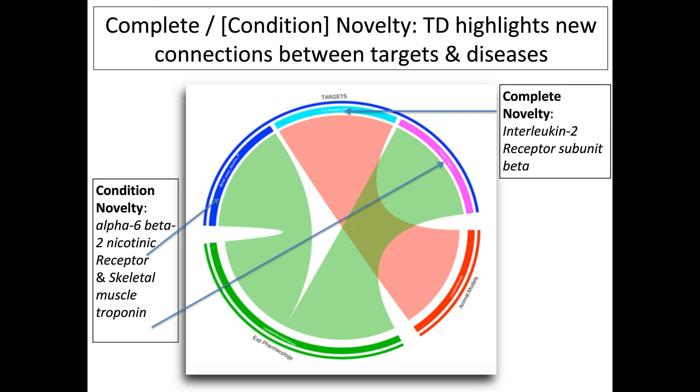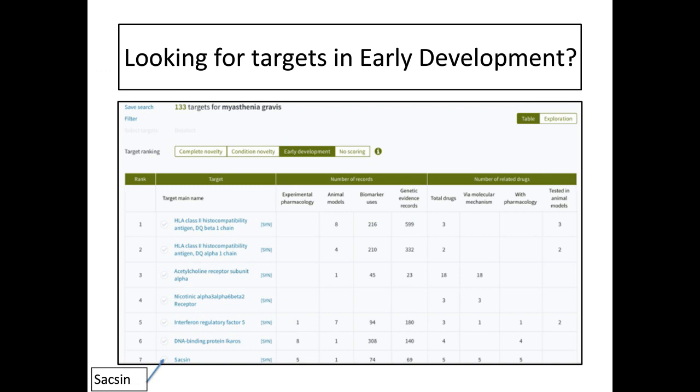Let's consider a different scenario where I would choose targets already in early development. Once I choose that, TD ranks these targets, and for example, I could delve into rank number 7, in this case called saxin. Just briefly, saxin is a protein highly expressed in neurons and it is responsible for some forms of spastic ataxia.